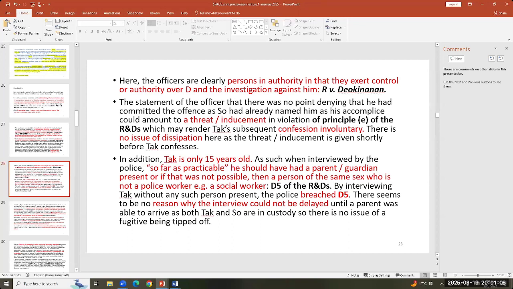So applying it to the facts, there seems to be no reason why they couldn't delay the interview until they could locate his parent. They've got both of the suspects in custody, TAC and So, so there's no issue about other people still being at large. They've recovered the stolen property, so there's no issue there. So when we apply the law to the facts, I think we can conclude there's a good argument that the confession was involuntary because of threats or inducement. But even if it's voluntary, we have a very serious breach of Direction 5.